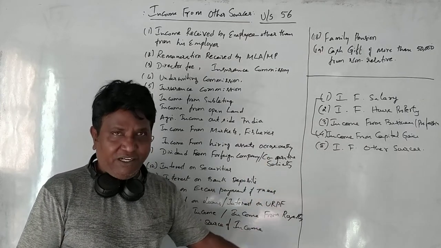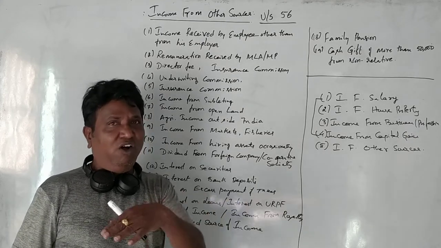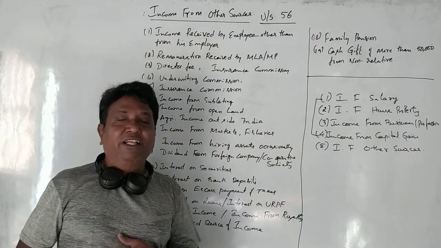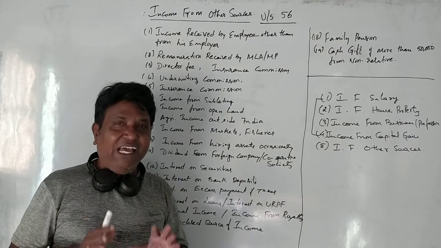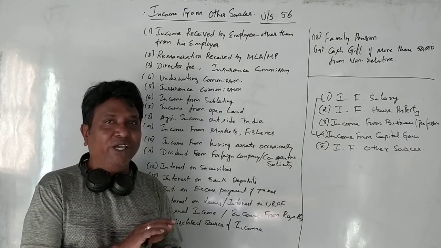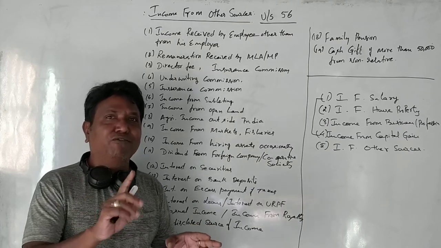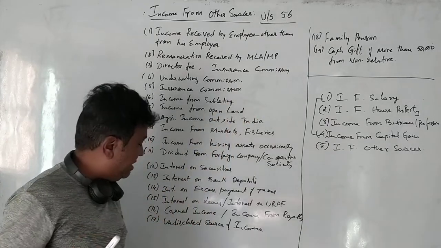And the director will keep giving information about what is happening in the company to all the shareholders, and whatever fee is paid by the company to the directors, which is a director's fee, again there is no employer and employee relationship, because a director is a representative of the shareholders. Got it? Next is insurance commission.